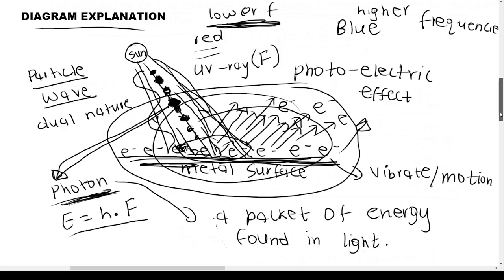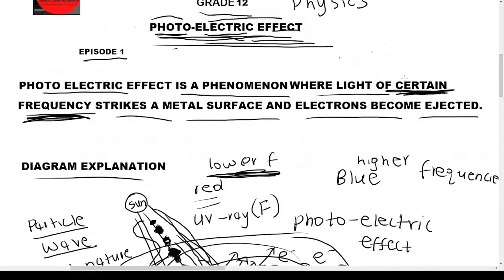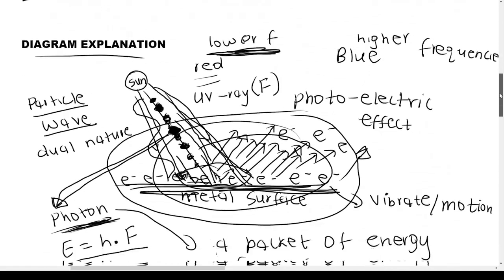Now, if not every frequency or not every light will be able to remove an electron, then what light is needed to remove an electron from a metal surface? It's a light that has a frequency that is greater than the threshold frequency. I will talk about the threshold frequency in the next videos, and we'll define it. So basically, a threshold frequency is just the minimum frequency needed to remove an electron from a metal surface. Okay, I hope that makes sense.